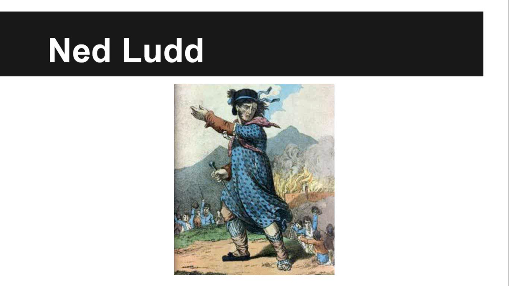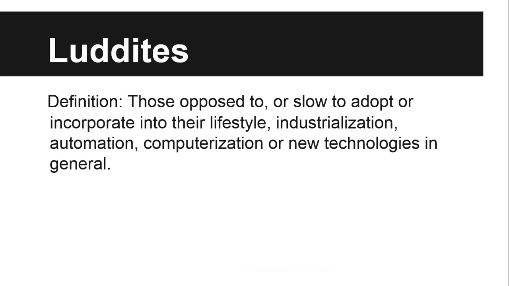And Luddite might be a word that you've heard before. And I'm talking about this because that word has evolved to the modern day. It now means those opposed to or slow to adopt or incorporate into their lifestyle industrialization, automation, computerization, or new technologies in general. And I'm sure everyone out there knows someone who they would call a Luddite, someone who still doesn't have a cell phone, or even these days someone who doesn't have a smartphone would probably still be called a Luddite. And that's fine.